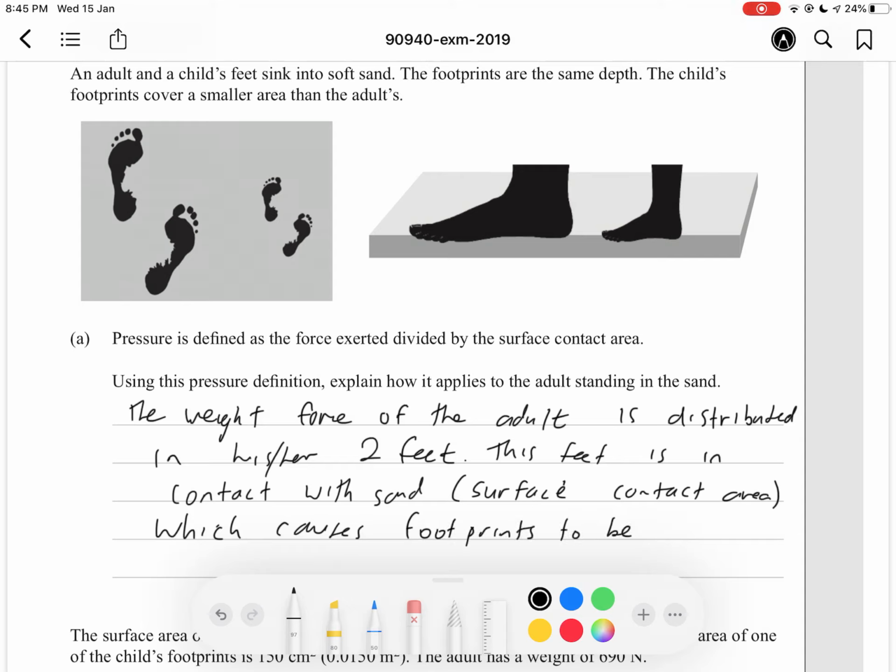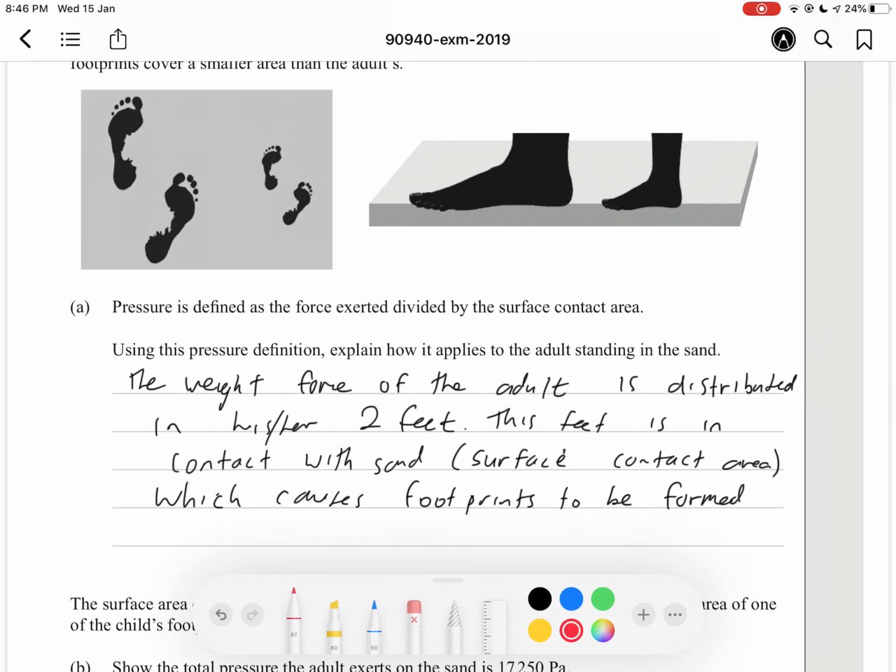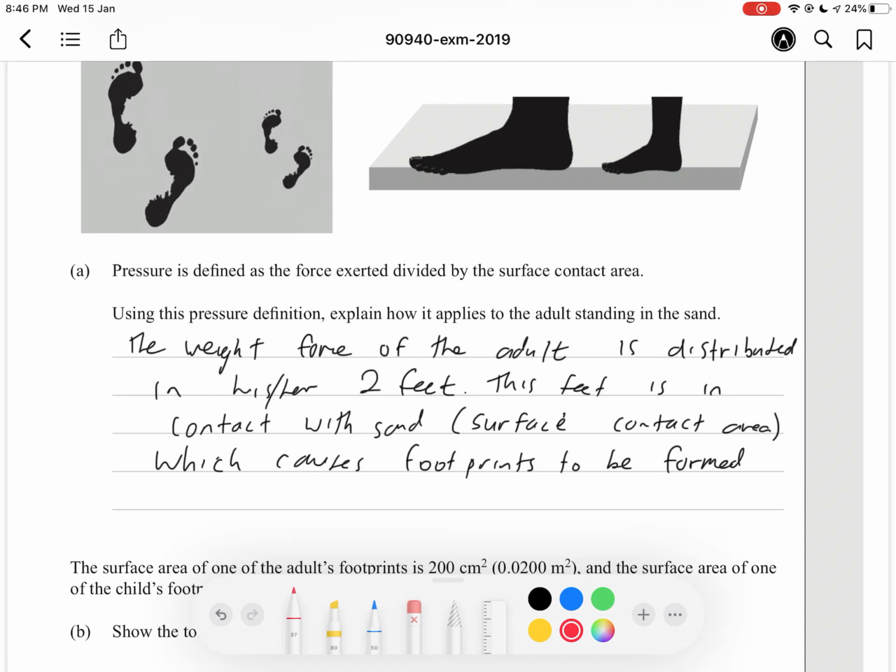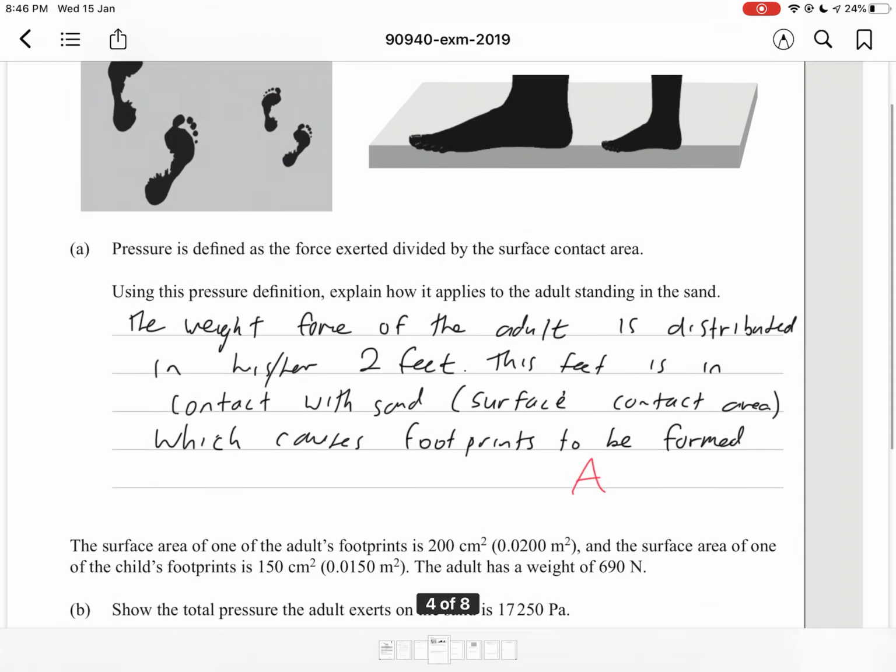So that should be your answer for this question. The weight force of the adult is distributed over his or her two feet. These feet are in contact with the sand, so that is the surface contact area, and this would cause footprints to be formed. The feet would sink, and then the footprints would be formed there. For this question A, it should just be an achieve level question.